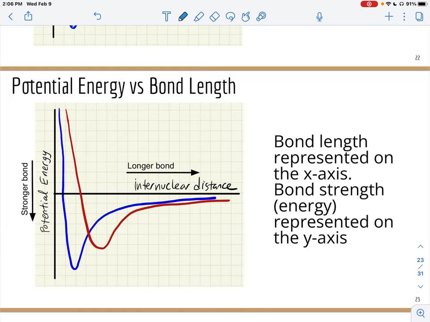So this is just kind of throwing that out there. Stronger bonds as you go down, longer bond as you go across.